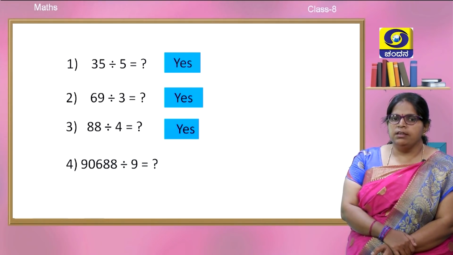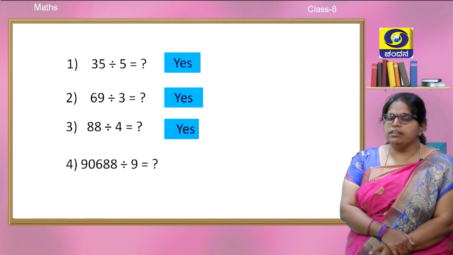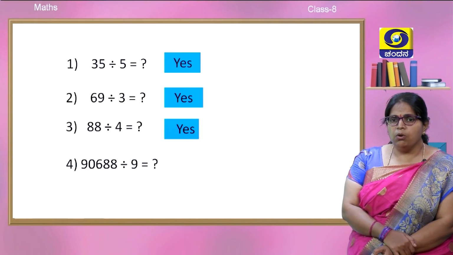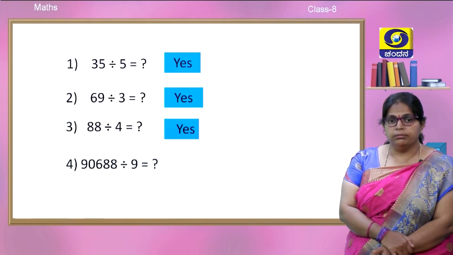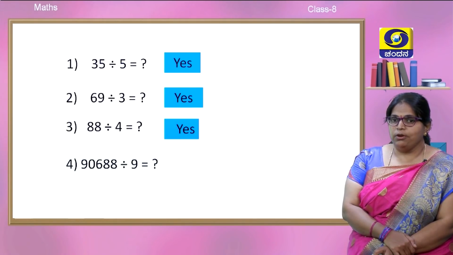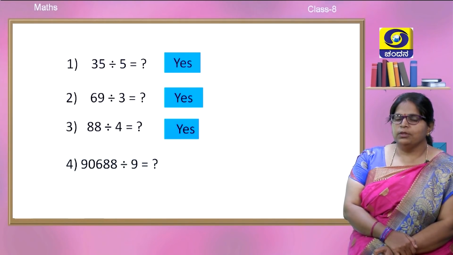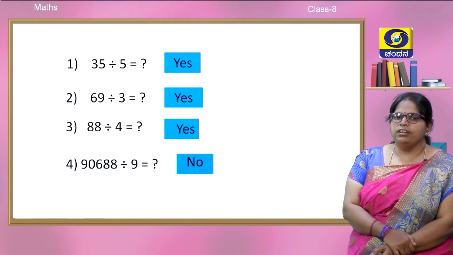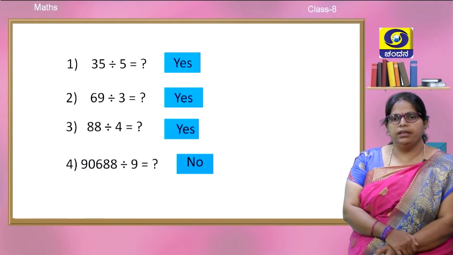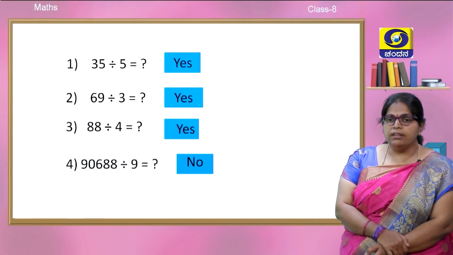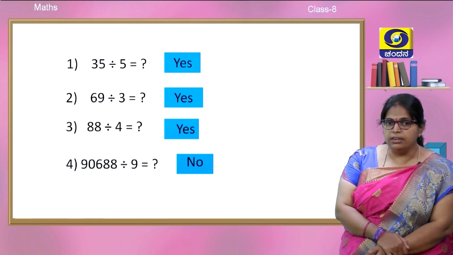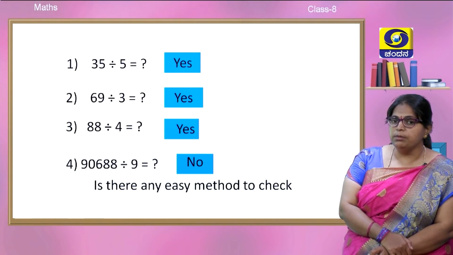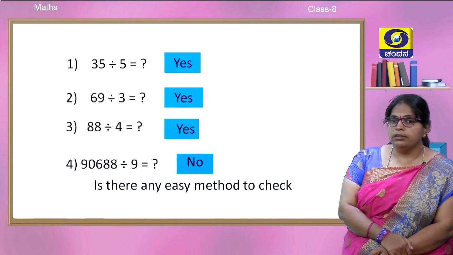Now tell me, is 90,688 divisible by 9? Why are you taking so long? Are you dividing? Okay, find the answer. You are right children, it is not divisible by 9. You found the answer by the method of division, isn't it? Is there any easy method to check whether the given number is divisible or not?